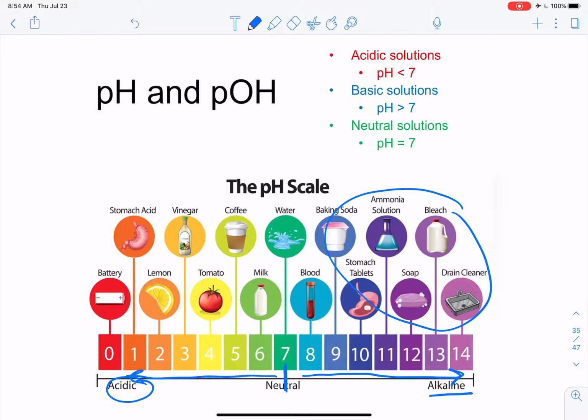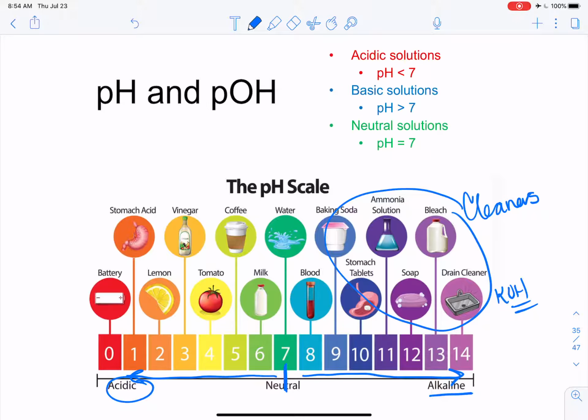Okay, so what you might notice about the pH scale is over here on the basic side, what we have are a lot of cleaners, things that we use to clean the house or clean our bodies or to clean the drain. And drain cleaner is typically concentrated potassium hydroxide. So you can see right there that OH, that hydroxide, that's definitely going to be a base.